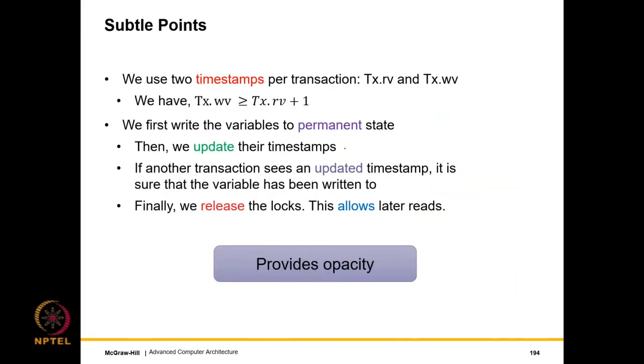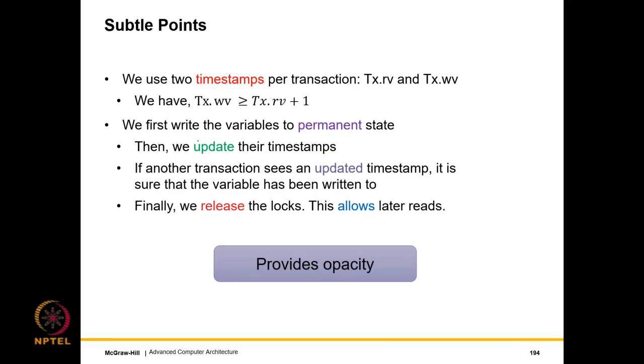So what is the settle point? Well, the settle point is we are using two timestamps per transaction, tx.rv and tx.wv. So we will have tx.wv is greater than or equal to tx.rv plus 1. Right, so why greater than or equal to? Well, it could be equal to if there is no transaction in the middle, because there are two increments. Greater than it can be if other transactions have committed in the middle.